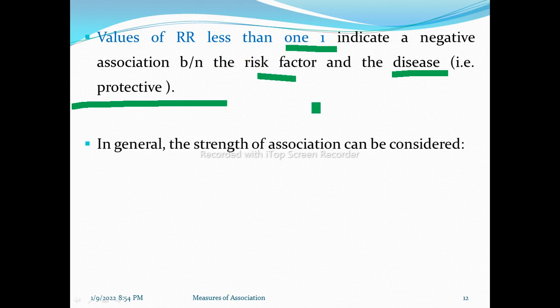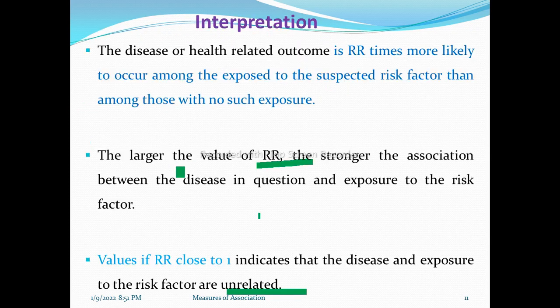But if the relative risk is greater than 1, it is a risk factor. As the amount of risk factor increases, the disease occurrence increases. That means it's a harmful relationship. So don't forget this one.